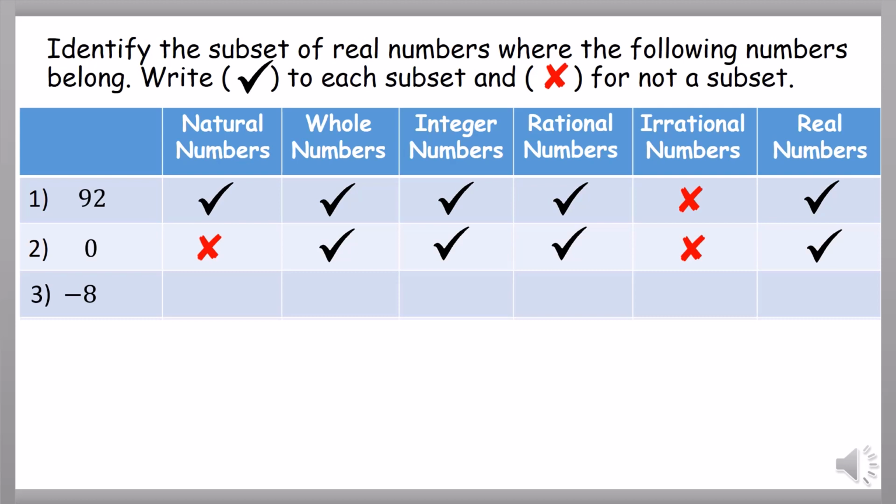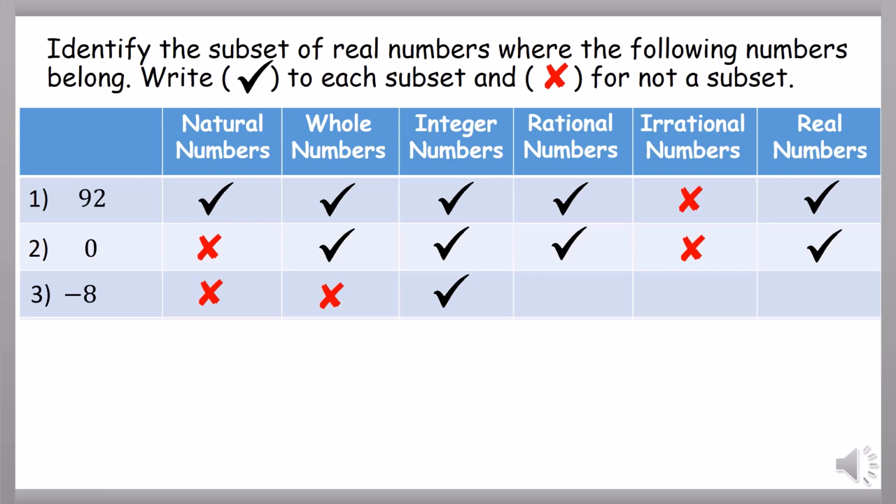Is negative 8 a natural number? No, since it has a negative sign. Next, does negative 8 belong to the whole numbers? No, since whole numbers include only natural numbers and 0. So, is negative 8 an integer? The answer is yes, since it belongs to the negative integers.